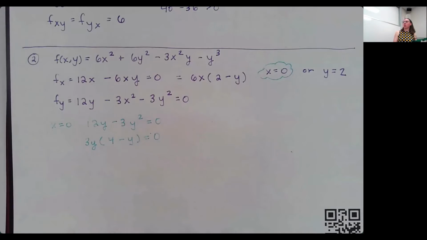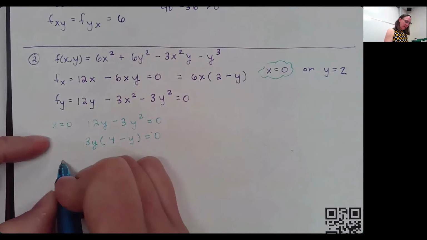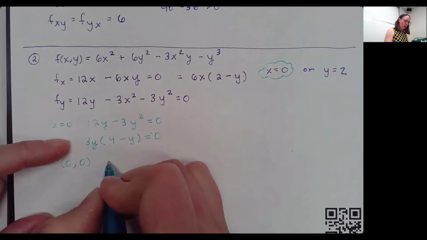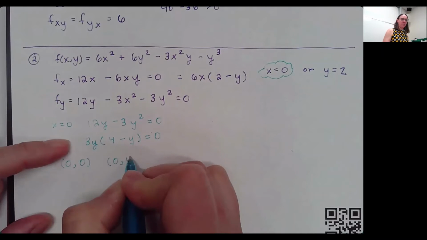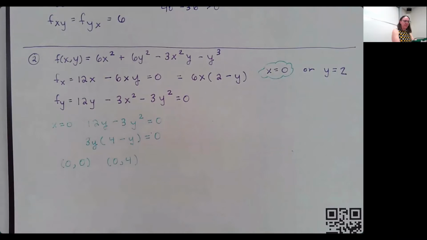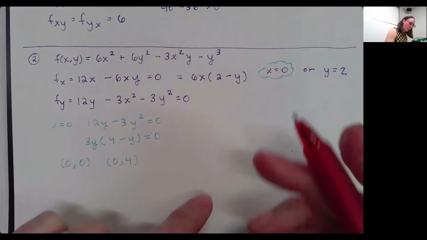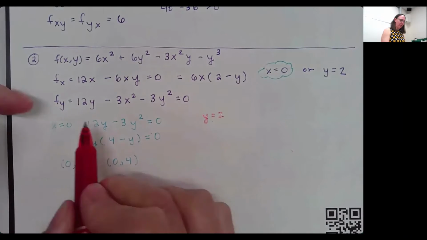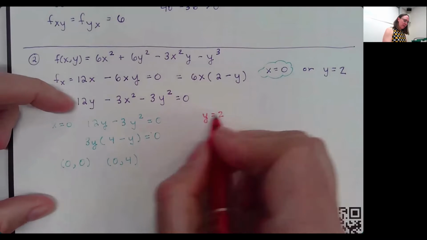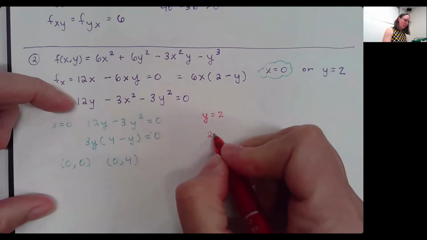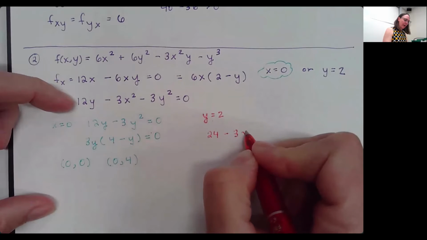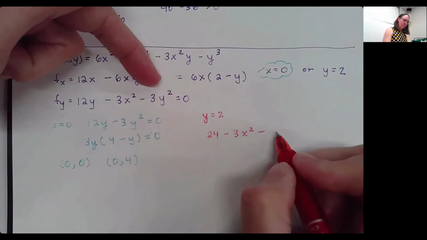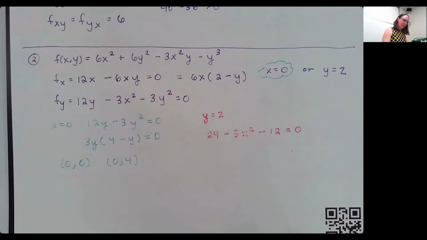That has now given me 2 critical points. x could be 0, y could be 0 for matching up with the 3y part, or x could be 0 and y could be 4. Then I can play out the scenario, what if y was equal to 2? And if y were equal to 2, and I look at my partial with respect to y, 2 times 12, so that's 24, minus 3x squared, minus 2 squared is 4, 4 times 3 is 12. So now I've got that would be equal to 0.